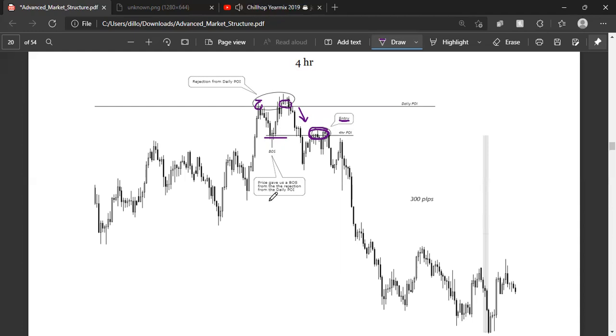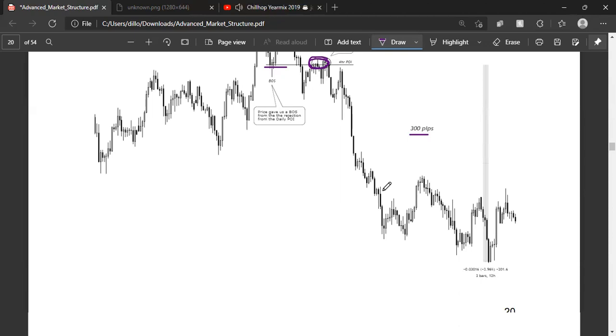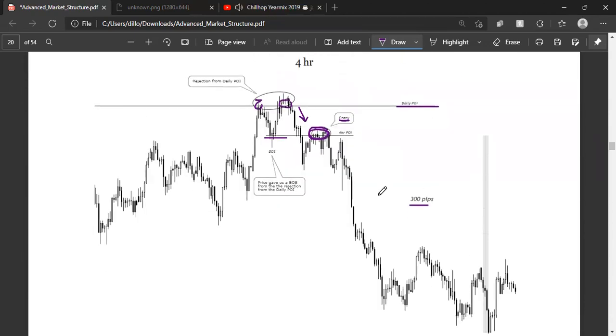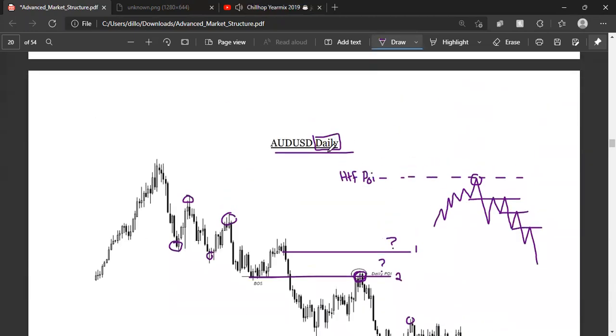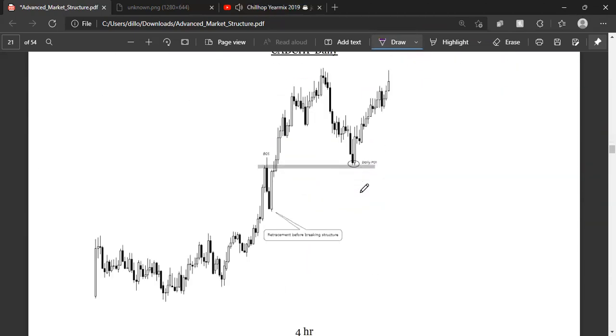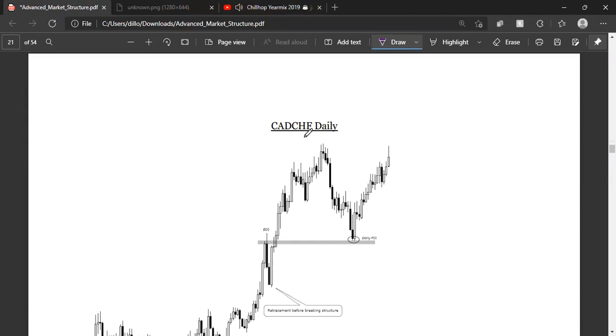As you can see here, price gave us a break of structure from the rejection from the daily point of interest, and a nice, another 300 pip trade. But yeah, that was AUDUSD on the daily. We dropped down to the 4-hour. And the next example we will have in the next video, I'm going to cut it off here.